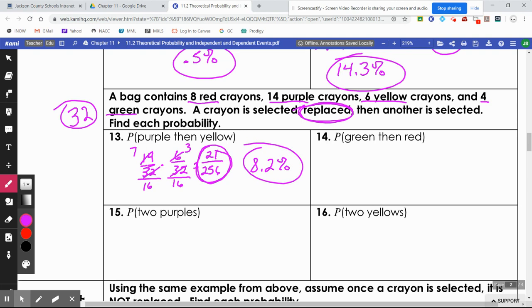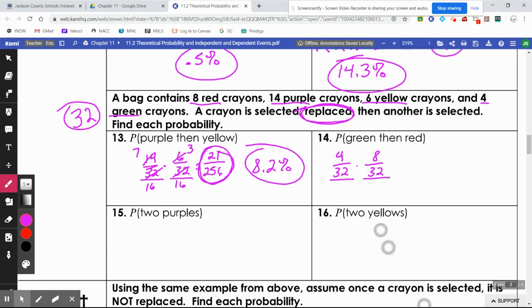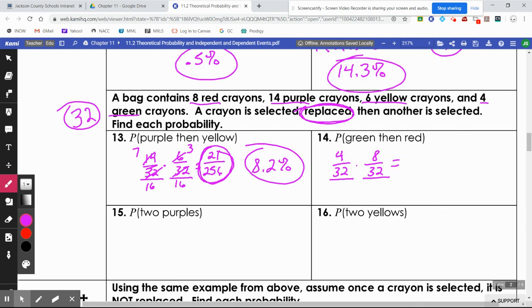Probability of a green then a red, 2 blanks. Probability of a green would be 4 out of 32, and you could reduce that if you would like to. Then the probability of a red, there are 8 reds, so that'd be an 8 out of 32. And I would reduce those. It's going to make it a little bit easier. 4 out of 32 is a 1 in 8 chance. 8 out of 32 would be a 1 in 4 chance. Nothing else cross cancels. That's a 1 in 32 chance of that happening. 1 in 32 is about a 3.1% chance of it happening, which is very not likely.